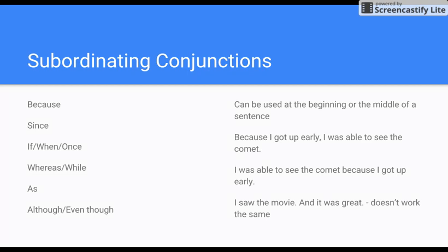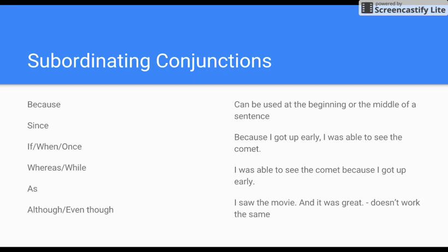That's kind of the difference between a subordinating conjunction and a coordinating conjunction, because the subordinating conjunction connects two clauses that are not equal. One clause is the main clause, and the other clause is the subordinate clause, meaning it's not as important as the main clause. And then you can see some other examples of subordinating conjunctions.